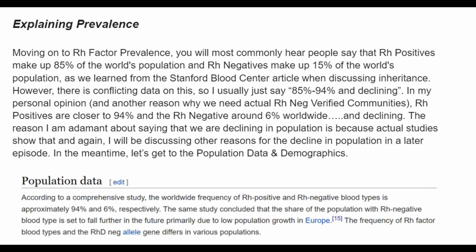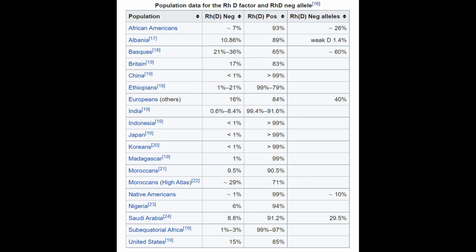The frequency of Rh factor blood types and the RhD negative allele gene differs in various populations. And again, take a look at that chart and you'll see down at the very bottom of it, it says United States 15% neg and 85% positive. That's where everybody's getting those statistics from. And they're using them to pose them as worldwide statistics, which is deceiving because then we don't really know how many of us are actually in the world. We don't really know, which is another reason why we all need to just, I know it's hard to trust people, but we've got to figure it out. We've got to find out who is actually Rhesus negative and who isn't.